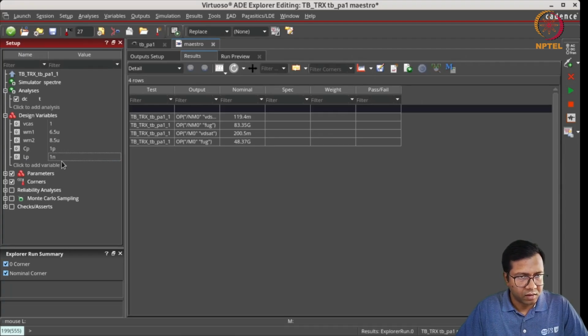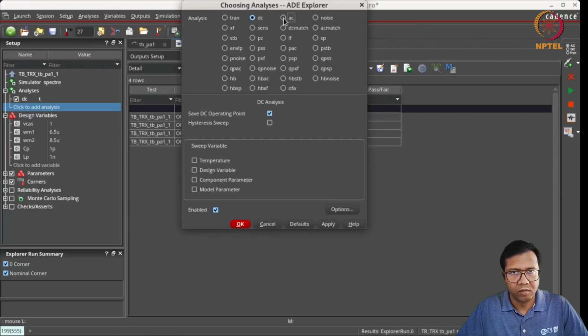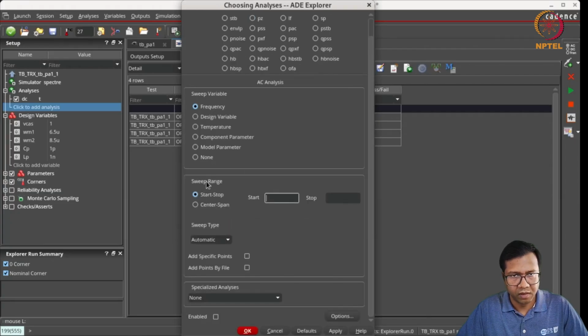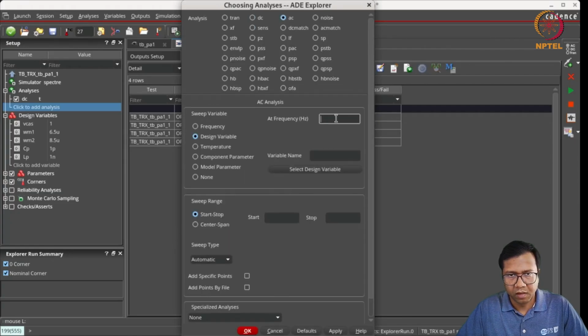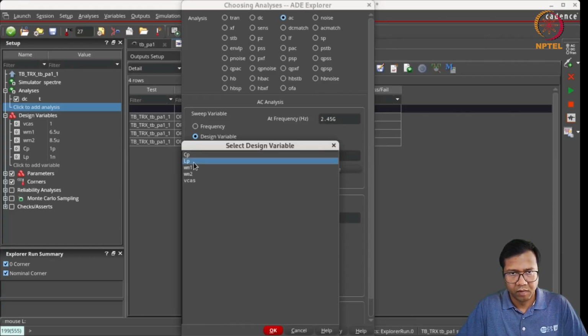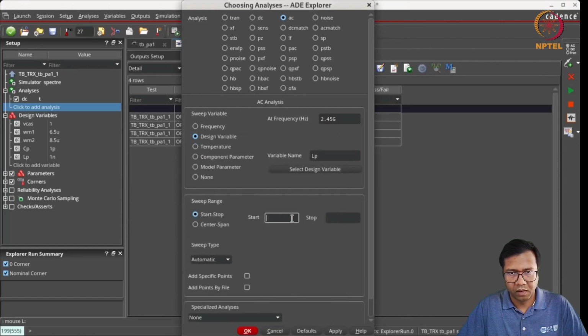And now we can optimize this LP so as to get the maximum gain at the center frequency. For this, we need to perform an AC analysis. So let's try to optimize the value of LP at 2.45 gigahertz.